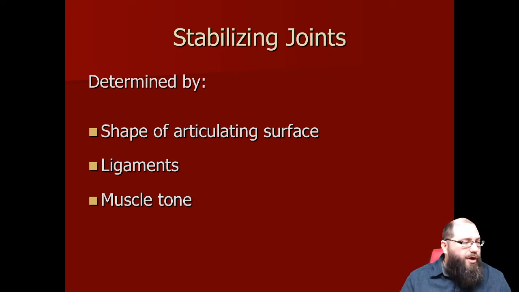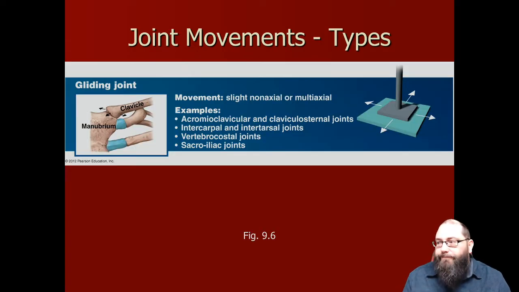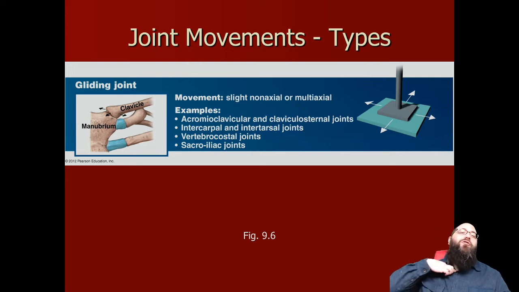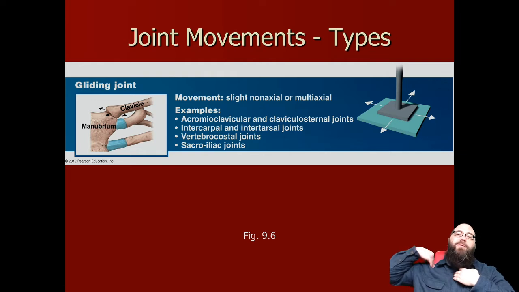So now we're going to go into the different types of synovial joints. Synovial joints. We have a gliding joint. Movement is slightly non-axial or multi-axial. Examples are the acromioclavicular and claviculosternal joints. So where your acromion meets the clavicle and where your clavicle meets the sternum.